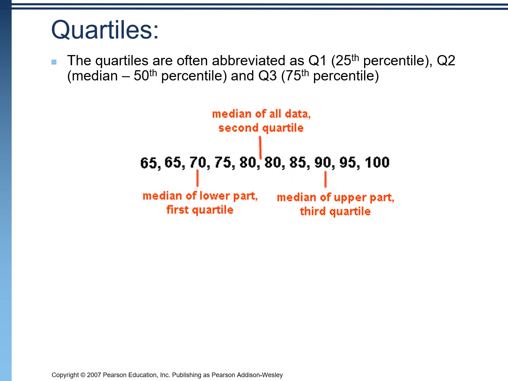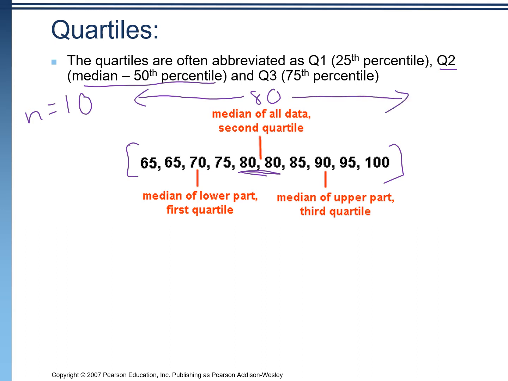As an example here, we have a 10-number data set, and we're trying to find the quartiles, which will allow us to find the IQR. So in a 10-number data set, our sample size is 10. The median is going to be the average of these two middle numbers, because there's two of them, and we get a median of 80. That's our quartile 2. It's the 50th percentile. 50% of our data is below 80. 50% is above 80.